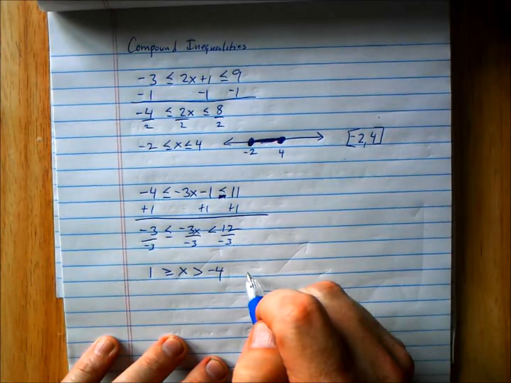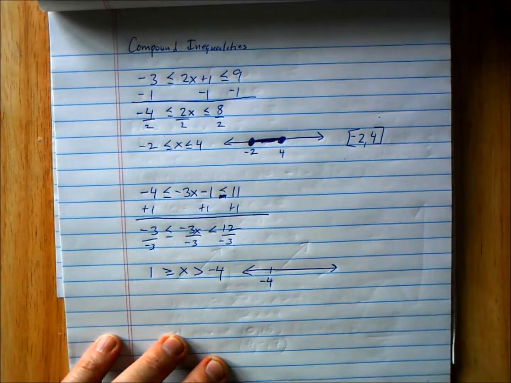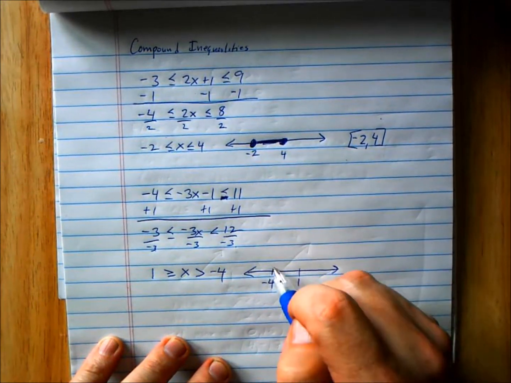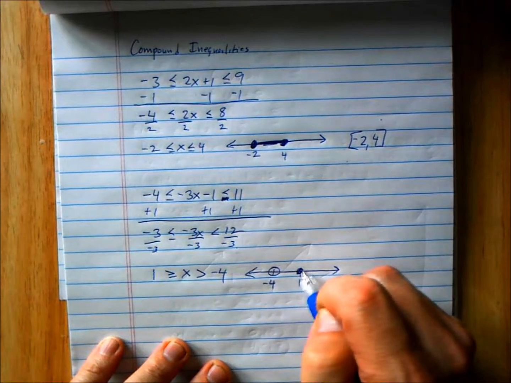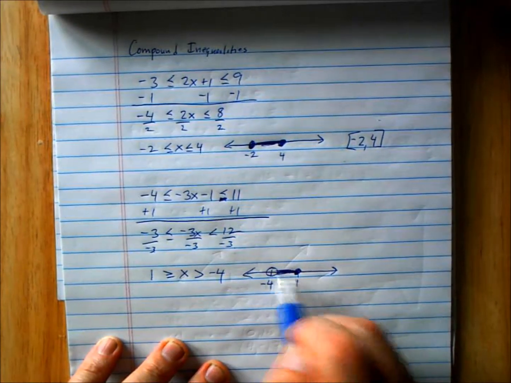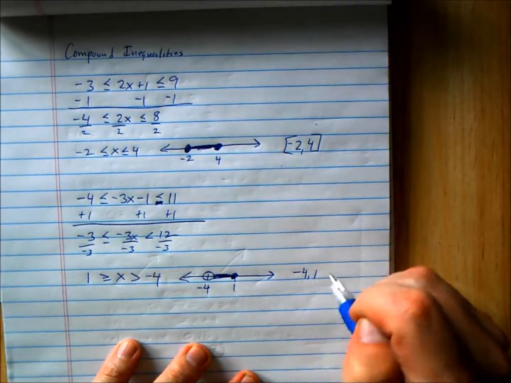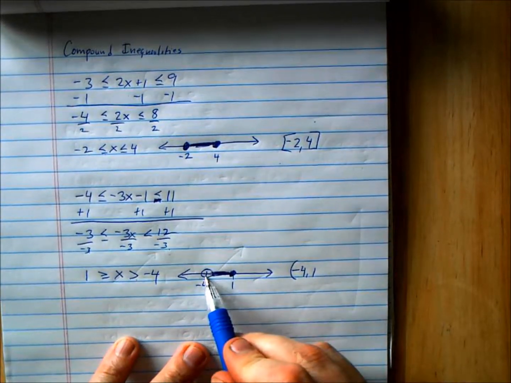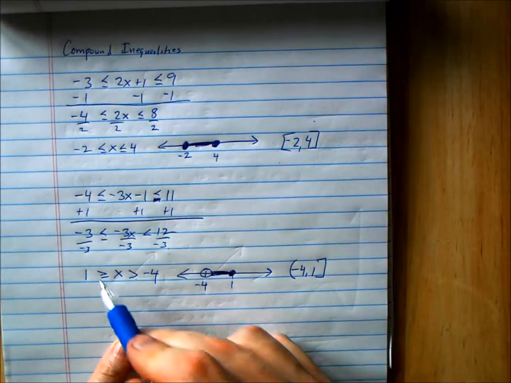When you draw your number line, you always put the smallest number on the left, that's the negative 4, and the biggest number on the right. Negative 4 gets a circle because it does not have the equal to. 1 gets a dot. That can happen. You can have 1 circle, 1 dot, that's okay. Shade in between. And then finally, interval notation, minus 4, 1. Minus 4 gets a round bracket because there's no equal to there, there's a circle there. And 1 gets a square bracket because there's a dot there and there is an equal to there.